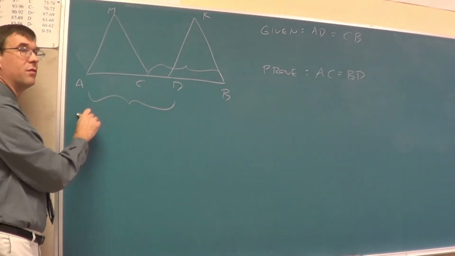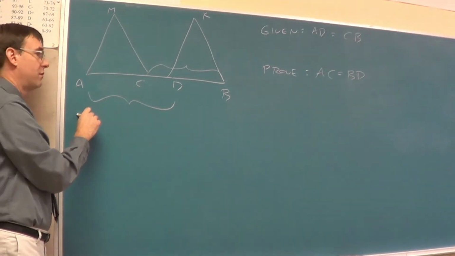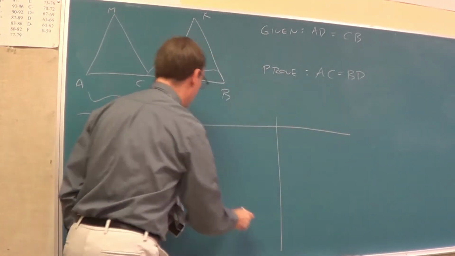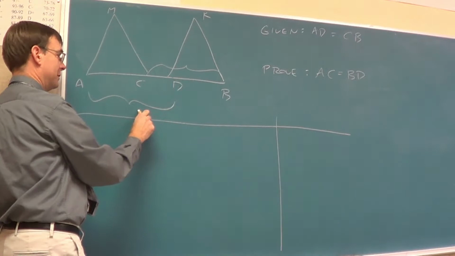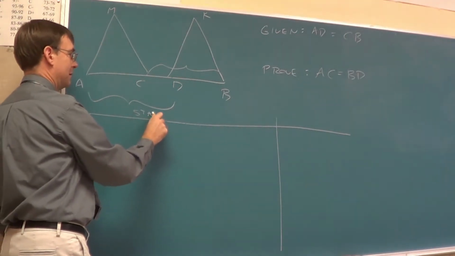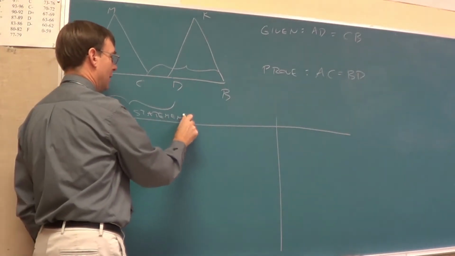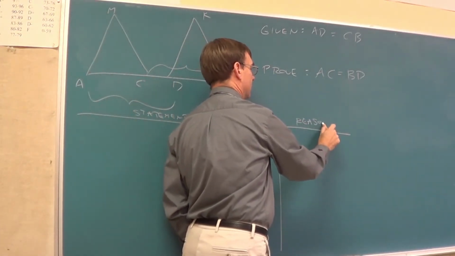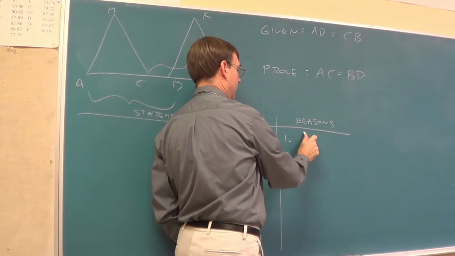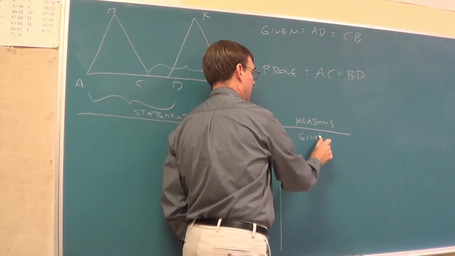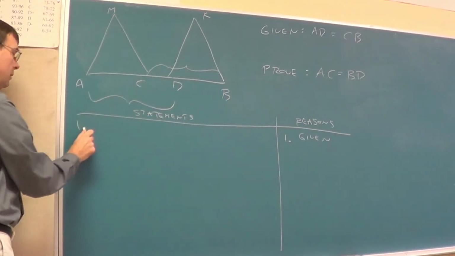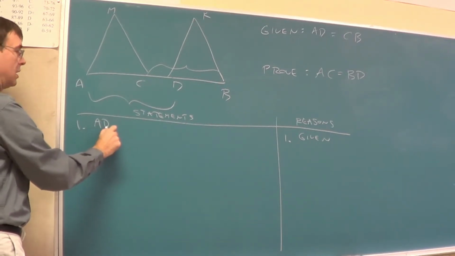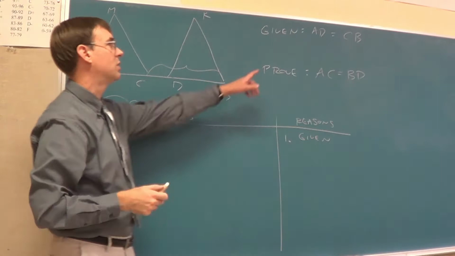What's next in our proof-making life? Make the table, make the column. First column is for statement. Second column is for reason. Reason number 1 is given. Statement number 1: AD equals CB. We just copy this thing, which is an H word.